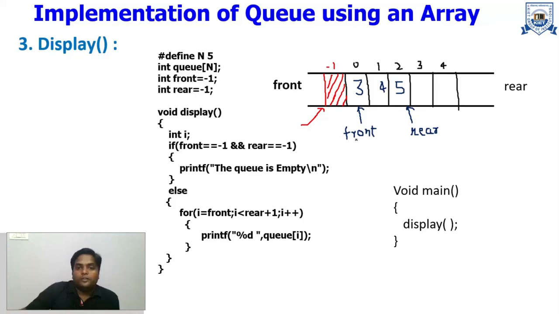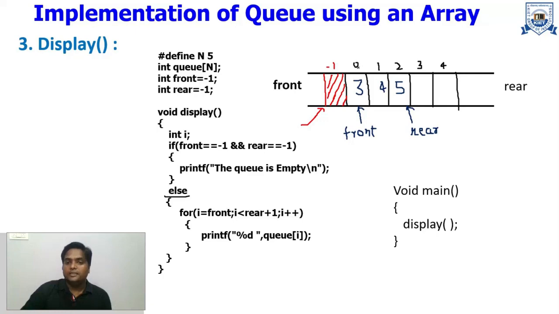First of all, we take an integer variable I, and check whether the queue is empty or not, because if the queue is empty, then we cannot display any elements. For checking, we use front equal to -1 and rear equal to -1. If this condition is true, then the queue is empty. But in this case the queue is not empty because it has 3 elements. Then we move towards the else block, and for I equal to front, what is the value of front? Front is equal to 0.